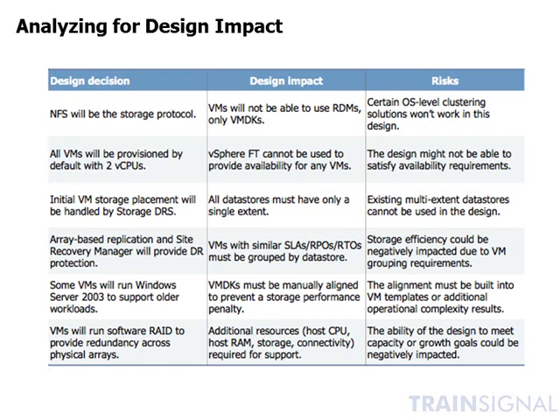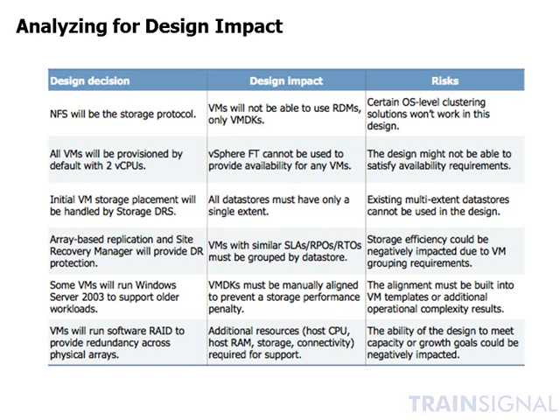If we look at using array-based replication and SRM to provide DR protection, then we know one impact out of that is going to be that VMs with similar SLAs, RPOs, or RTOs have to be grouped by datastore. Array-based replication will typically replicate at a datastore level or at a group of datastores. And that means that we have to group VMs with similar requirements together in order to have them replicated in a similar fashion. This could have an impact on storage efficiency, meaning that storage efficiency could be negatively impacted because we have VMs that have to be grouped in certain ways and we can't place them in the most ideal way for storage efficiency.